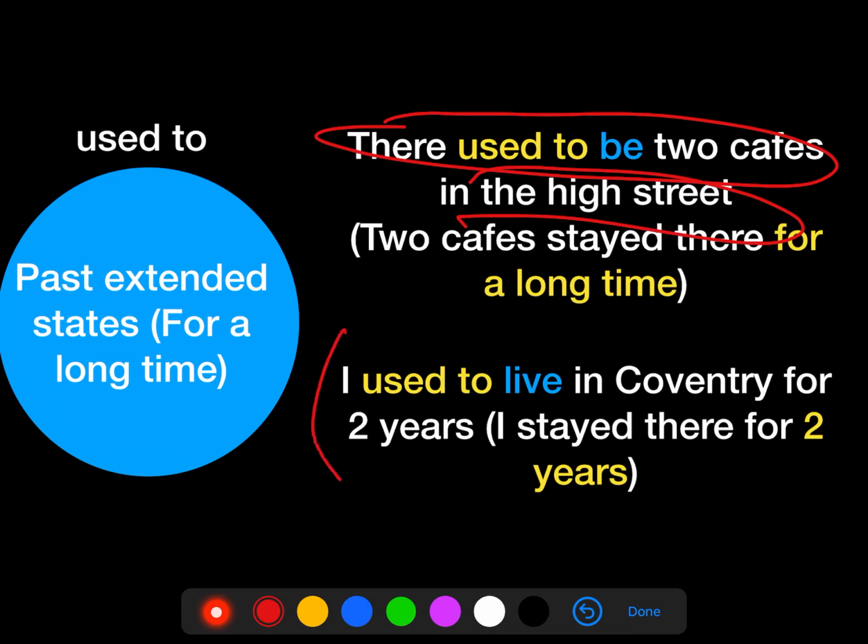What about the next one? I used to live in Coventry for 2 years. So let me ask you a question. Does this person live in Coventry right now? No. It tells you that this person used to live in Coventry for 2 years in the past. This person is not staying in Coventry at the moment, in the present. So this person used to stay in Coventry in the past for 2 years.